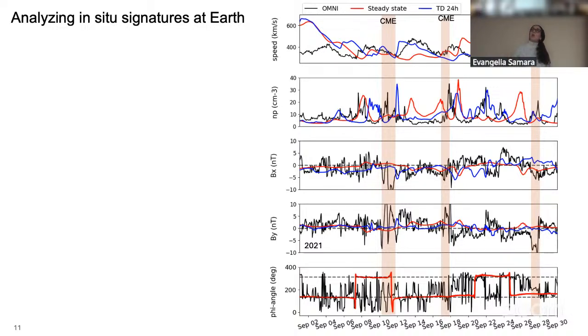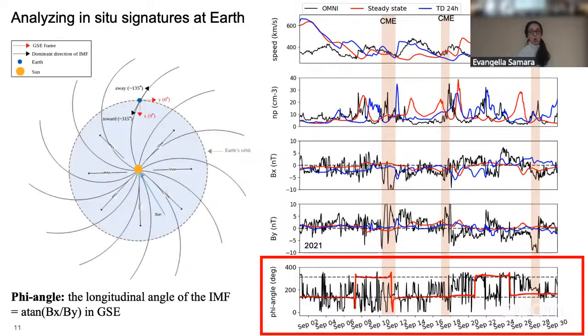We are generally quite happy with the way the rest of the signatures are being modeled and predicted. I want to focus quite a lot on the last panel, which is the phi angle. Well, I said before that this is the longitudinal angle of the interplanetary magnetic field. It is very simplistically shown in the plot on the left.